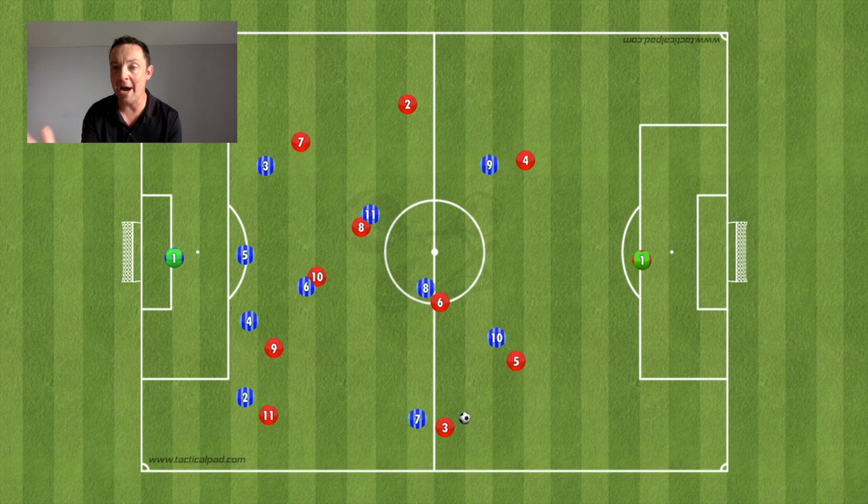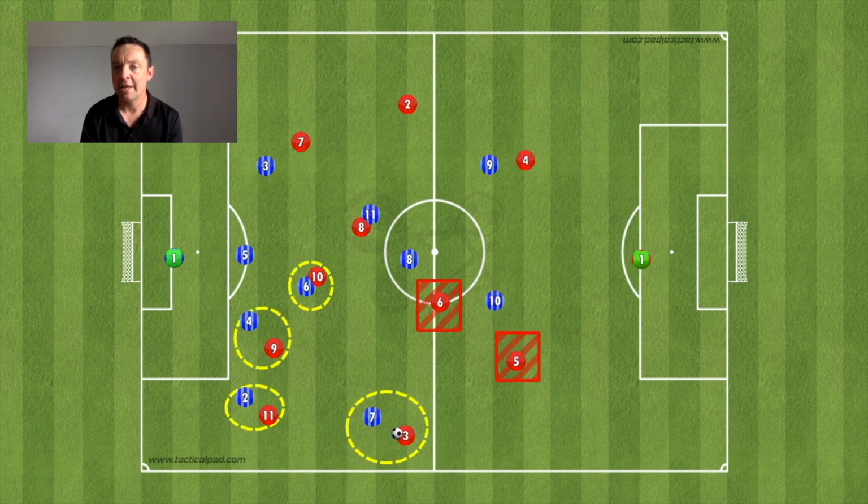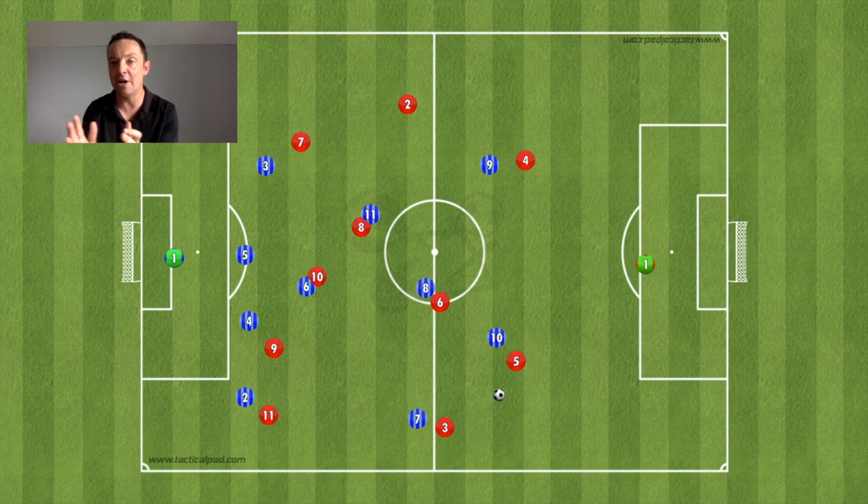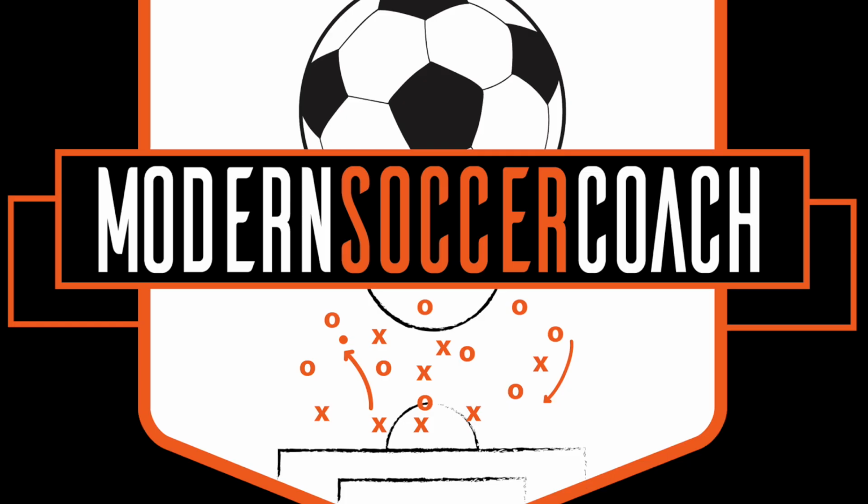If they have to go backwards, then you've been successful in that press and action, and then maybe you can squeeze the line up and make it more difficult for them to build. Again, those principles can be adapted for a lot of different systems.